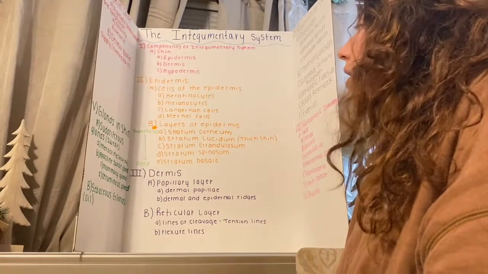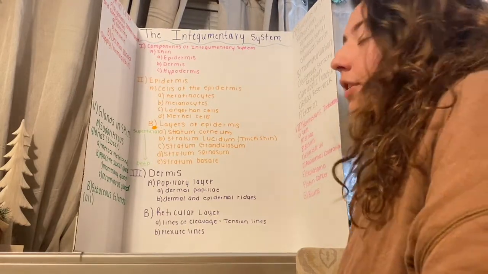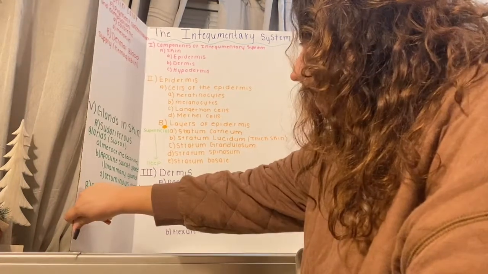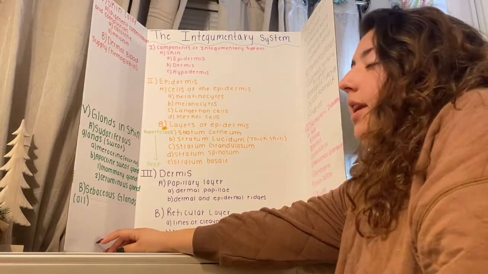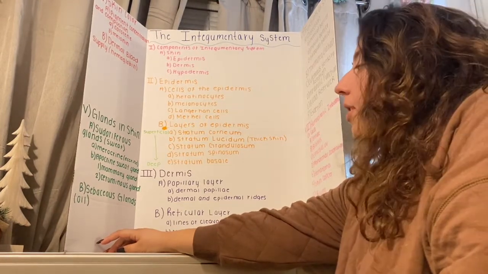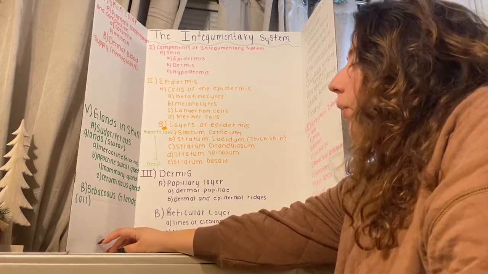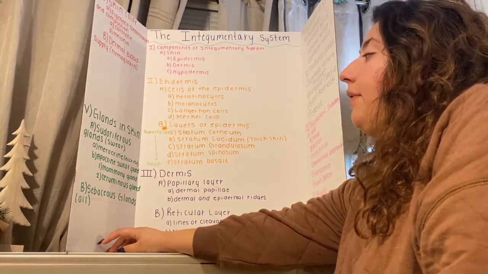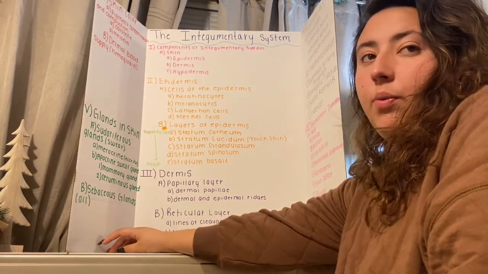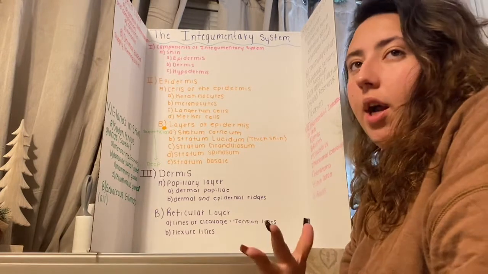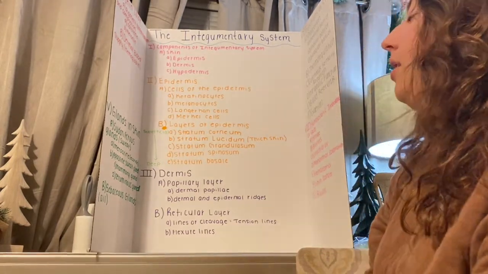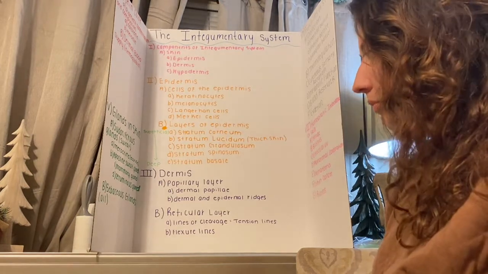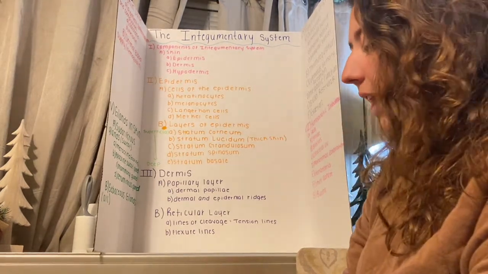Next, we have the glands in our skin, of which we have two different types. We have merocrine glands, which are known as sweat glands, and we also have sebaceous glands, which are oil glands. For sweat glands, we have eccrine glands, which are found mostly all over your body. They're 99% water, and they empty out onto your skin.